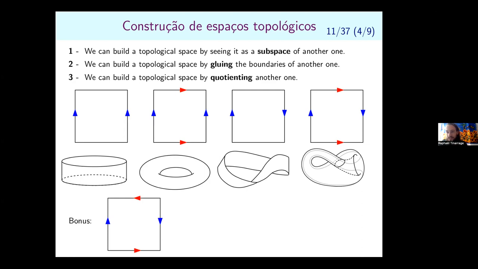Does anybody know what I obtain with this construction? What famous topological space do I get? Can I take a guess, maybe? Yeah, please. Some type of, I don't know, projective plane or something? Yeah, exactly. You get the projective plane.